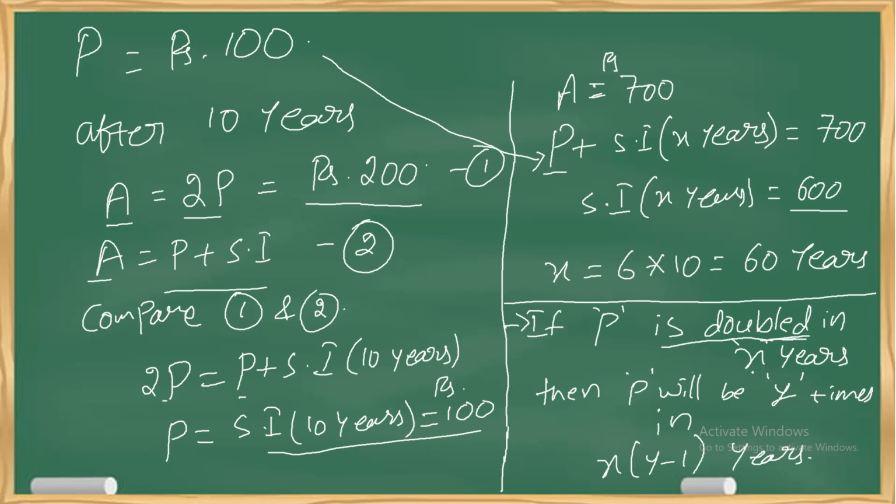So if the doubled is in x years, but here in the question doubled is 10 years, and 7 times I asked for. So the answer is 60. That means 7 minus 1 into 10. The same thing I have given as a formula, x into y minus 1. That is only when the question is given in terms of doubling the principal amount.